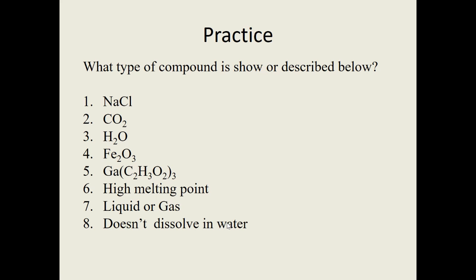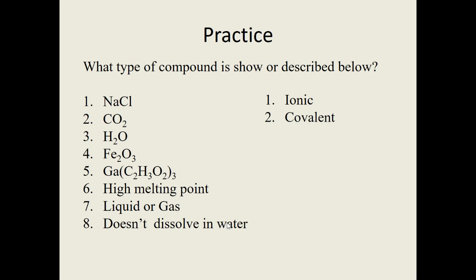So the last thing we're going to do is determine if this is ionic or covalent. Some of it's using properties. The first five are based on the chemical formula. So this first one, we have a metal, non-metal, sodium and chlorine. That means it's an ionic bond. CO2 contains a non-metal carbon, non-metal oxygen, two non-metals make it covalent.